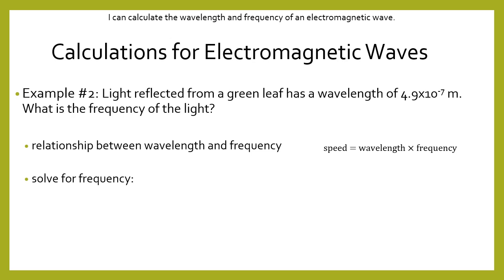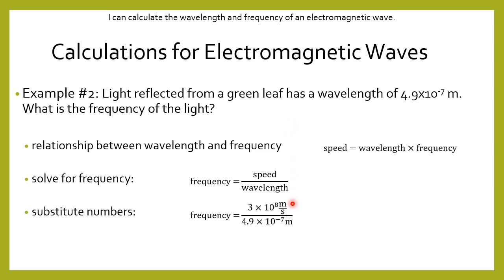We already know the wavelength. So I need to solve this equation here for frequency. So like before, I'm going to divide both sides. So this time instead of dividing by frequency, I will divide both sides by the wavelength. That will get the frequency by itself. And so now we can substitute in our numbers. Again, the speed of the light, 3 times 10 to the 8th meters per second, divided by the wavelength, which we're given of 4.9 times 10 to the negative 7th meters. Again, plugging that into your calculator, you will get 6.1 times 10 to the 14th, and our units here are hertz.